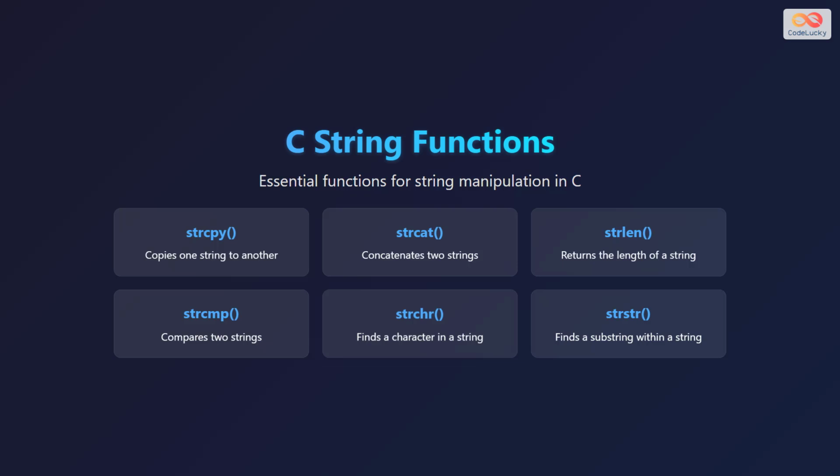In this video, we will explore the essential string functions in the C programming language. These functions are fundamental for manipulating strings, which are sequences of characters. By understanding and using these functions effectively, you can perform various operations such as copying, concatenating, comparing, and searching within strings.